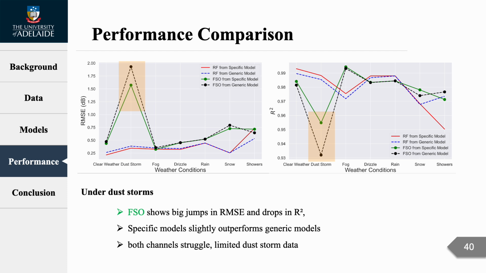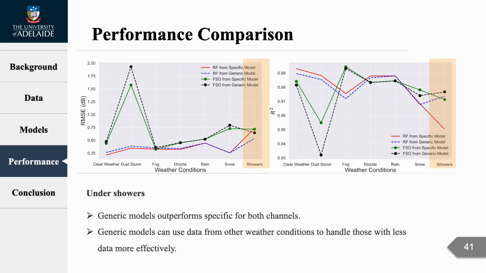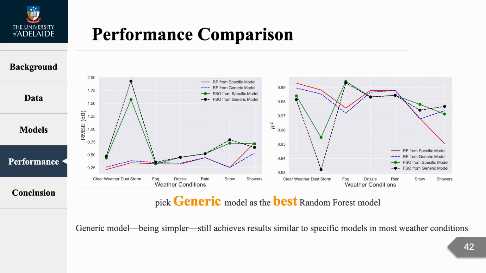Both channels see worse performance when there's a dust storm, but specific models do slightly better than generic models. Under showers, generic models beat specific models for both channels. That shows how generic models can use data from other weather conditions to handle those with less data more effectively. Apart from dust storms and showers, both models perform similarly. But the generic model's simplicity and consistent reliability, especially when data is limited, make it our best choice.